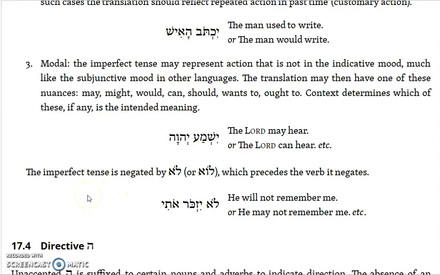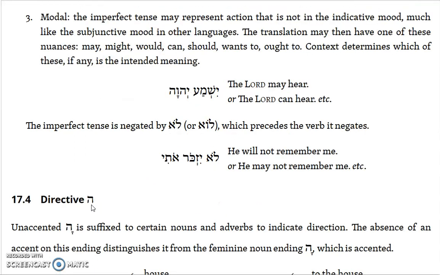Now, the imperfect tense, like the perfect, is negated by lo, spelled lamed, vav with a holem, which will precede the verb. So if you want to say, he will remember me, it would be yizkor oti. But if you want to say, he will not remember me, it would be lo yizkor oti.